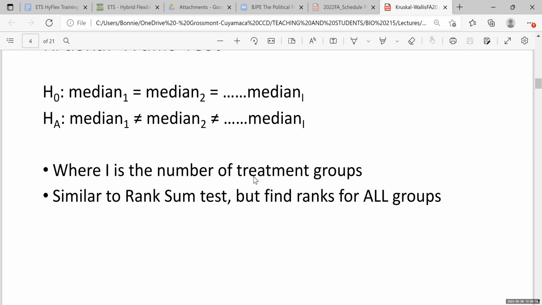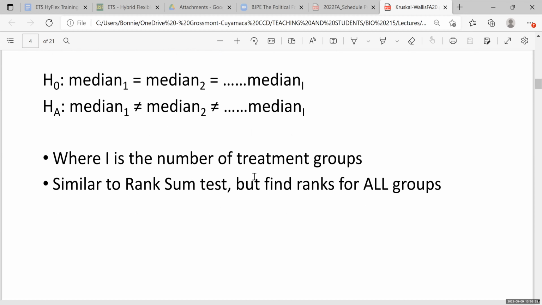So our null hypothesis is always going to be the medians are all equal, starting with the treatment group number 1 and going through capital I. So this letter might look like 1, oops, but it's a capital I. All right. Our alternate hypothesis is that the medians are not equal, and so we're going to use those not equal signs in each of the steps in between them.